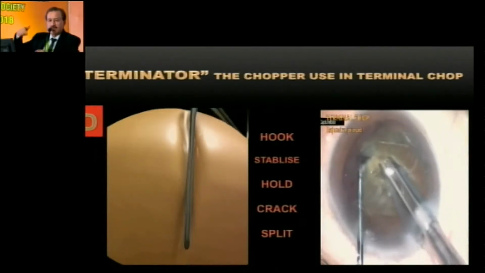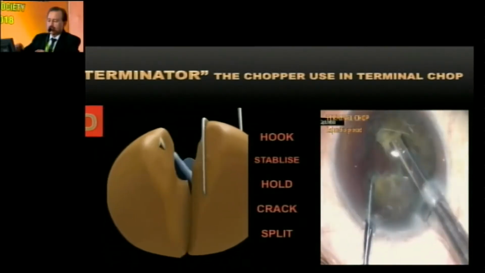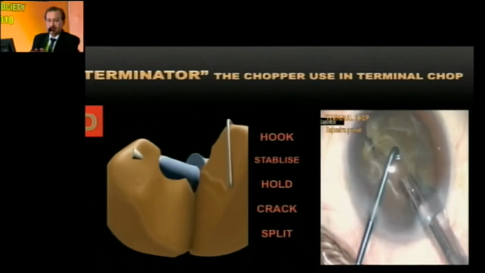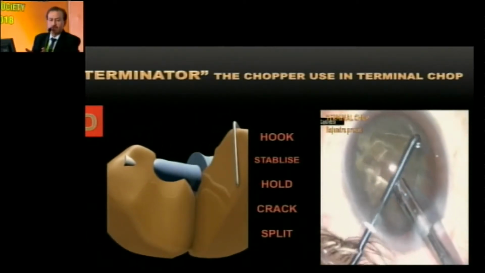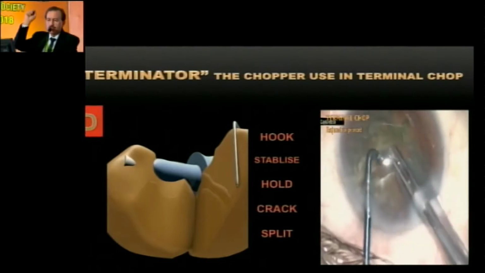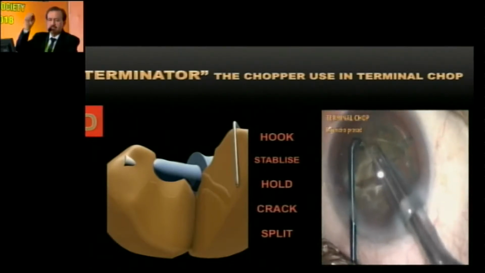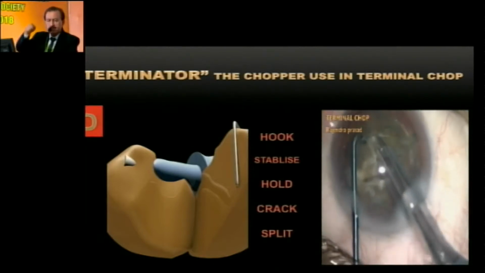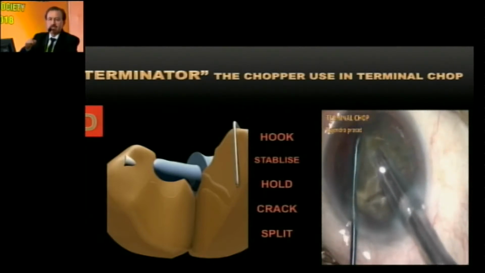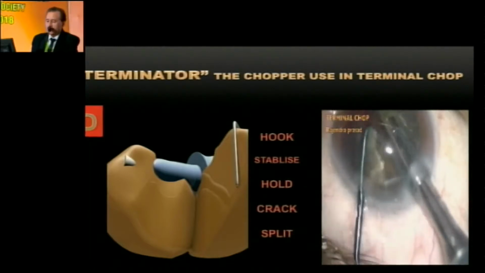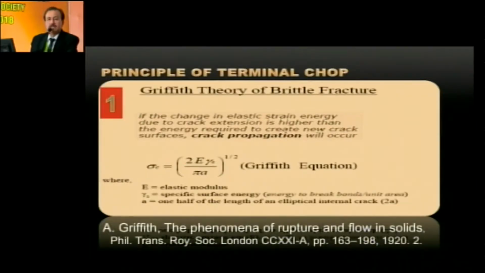So when it hooks the nucleus, when it goes into the nucleus, it creates a stress concentration. Now this stress concentration breaks the nucleus. So you don't have to actually pull the chopper from the equator towards the center. It's just hooking, and just a simple little movement of the chopper into the nucleus breaks the nucleus into 2 pieces. And you get a complete cracking and complete segmentation of the nucleus.